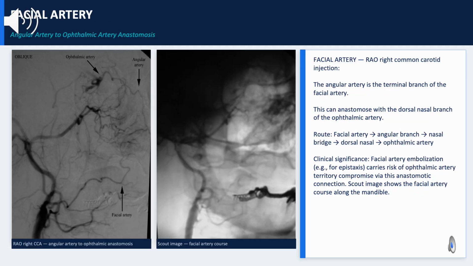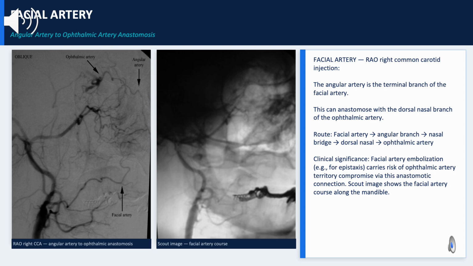not preserved. The facial artery anastomosis is the simplest ECA ITA connection conceptually, but practically important during epistaxis embolization. The angular artery, the terminal branch of the facial artery, traverses the nasal bridge and anastomoses with the dorsal nasal branch of the ophthalmic artery at the medial canthus. In this RIO projection, the angular artery is clearly visible, connecting the facial artery territory with the ophthalmic territory.